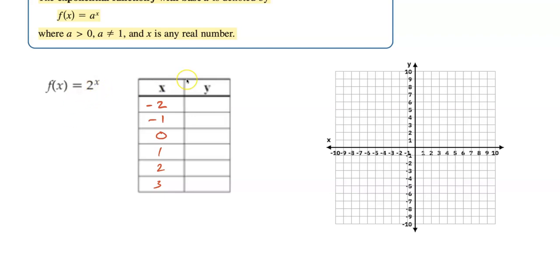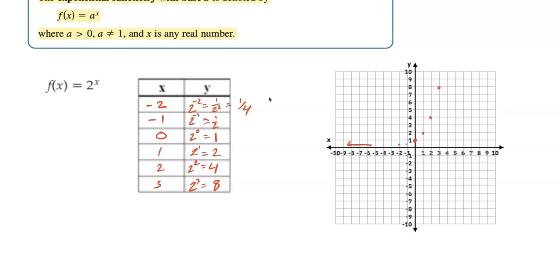All we're going to do is sub it in like we always do, right? So here's my x, plug that in, get my y. Let's start with the easy ones down here first. So 2 cubed, 2 to the third is 8, 2 squared is 4, 2 to the first is 2, 2 to the 0, anything to the 0 is 1, that's not 0. 2 to the -1, remember negative power flips the base, so it becomes 1 over 2. And then 2 to the -2, same idea, 1 over 2 squared, which is 1 over 4. So if I plot these, we got (-2, 1/4), (-1, 1/2), (0, 1), (1, 2), (2, 4), (3, 8).